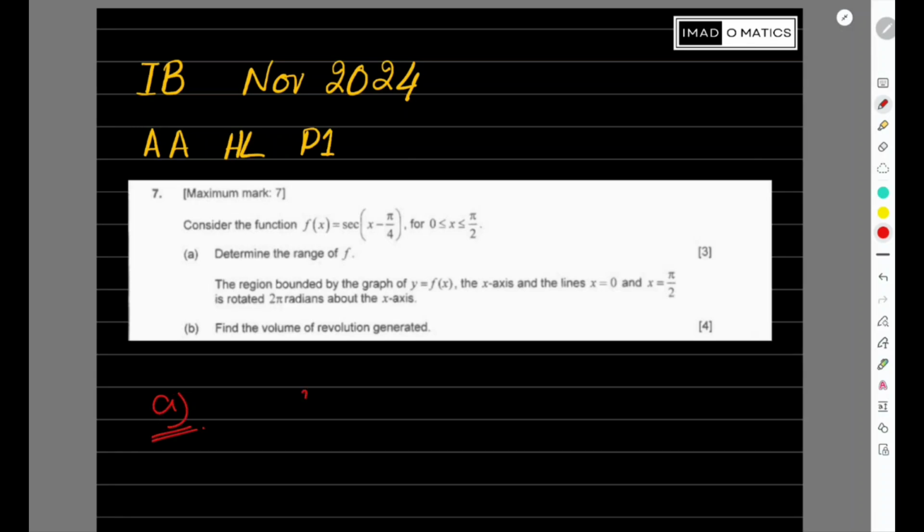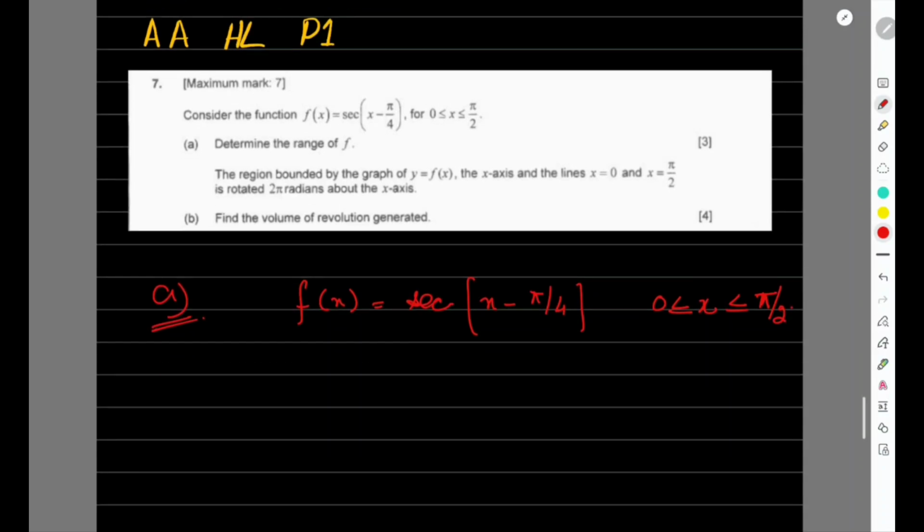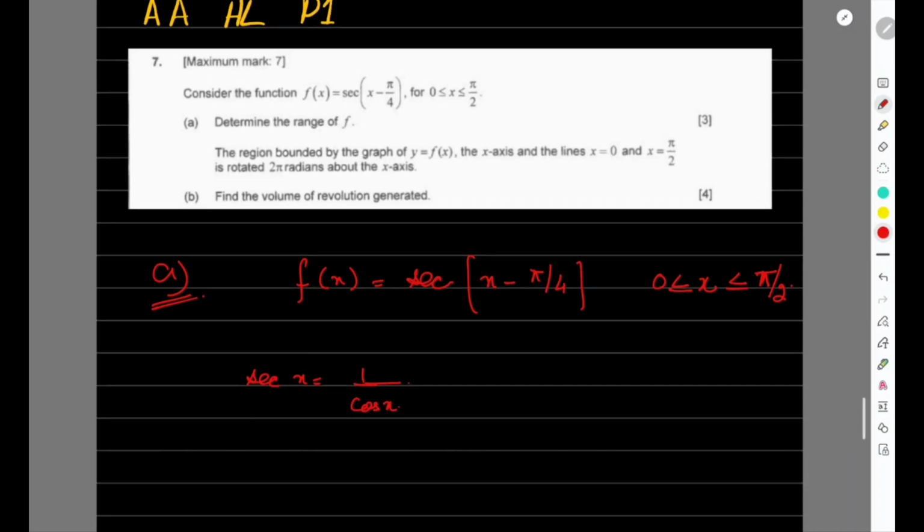In part A, we have the function f of x equals secant of (x minus pi by 4), where x should be greater than or equal to 0 and less than or equal to pi by 2. Now, we know that secant x is equal to 1 over cos x. So, it is easy to find cos x and then find secant x.